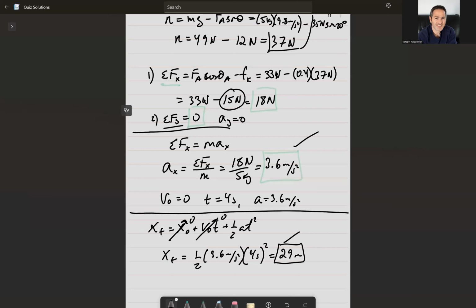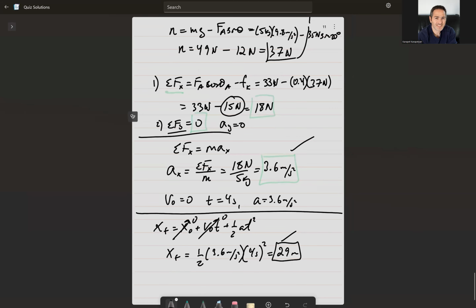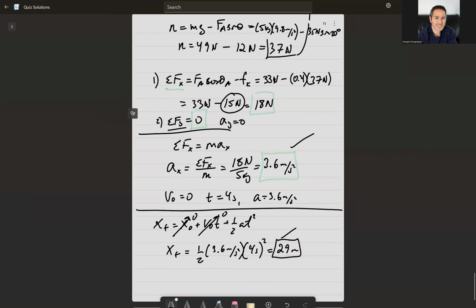We could also solve other things like final velocity and things like that, but the question didn't ask us for that. Right, so then this will then pretty much be the full solution for this problem.